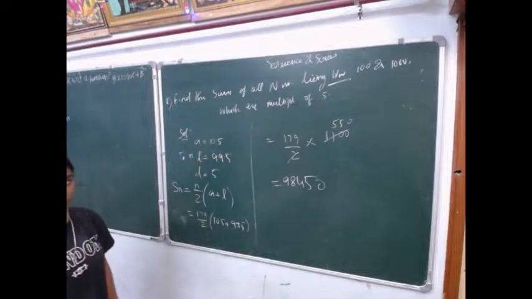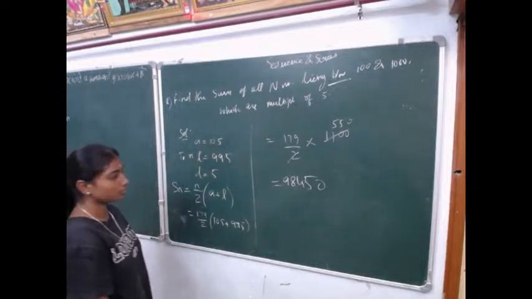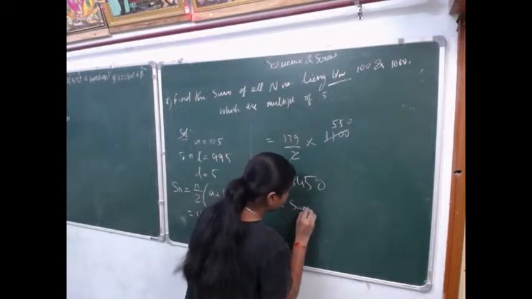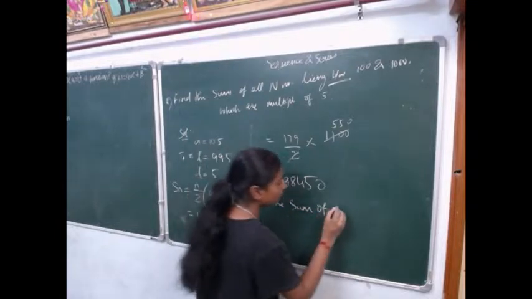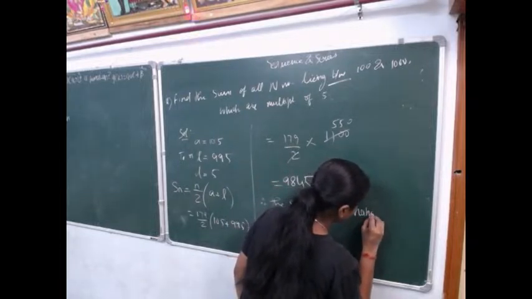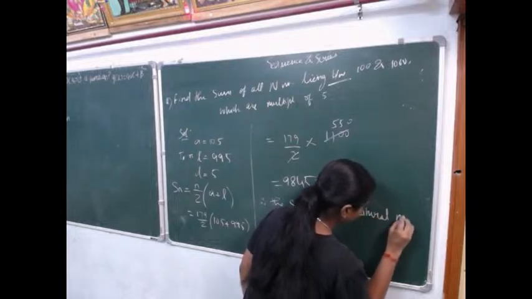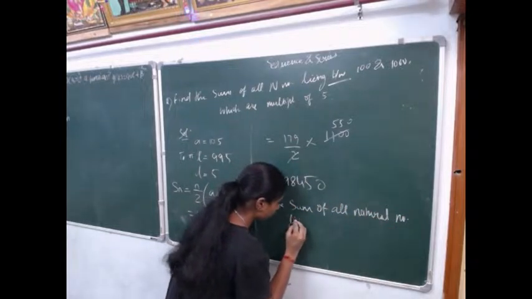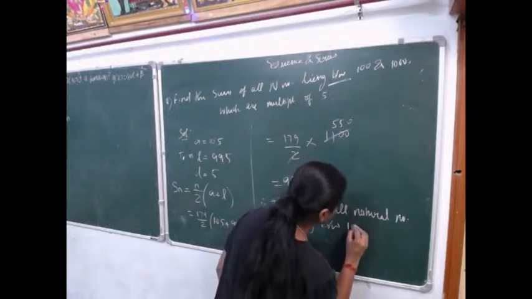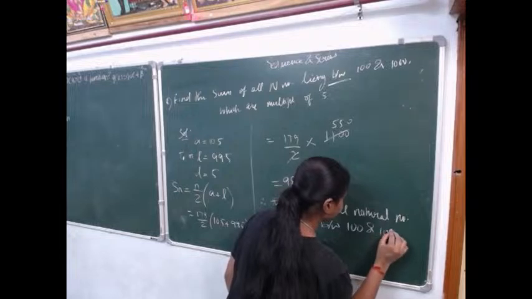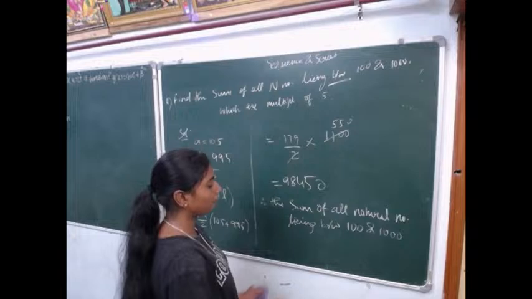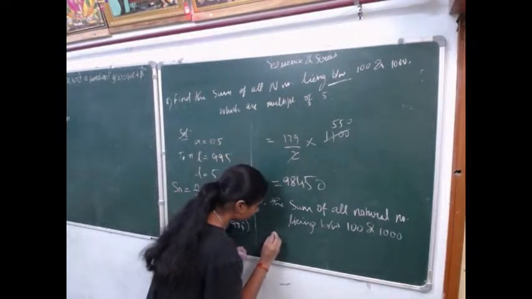Yes, okay, sir. You can write down the sum of, always present the answer neatly. The sum of all natural numbers lying between 100 and 1000, which are multiples of 5, is equal to, what is that? 98,450. That is your answer. Okay.